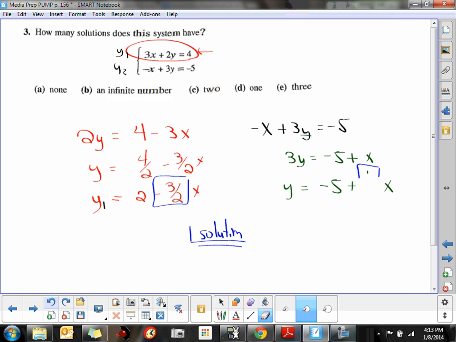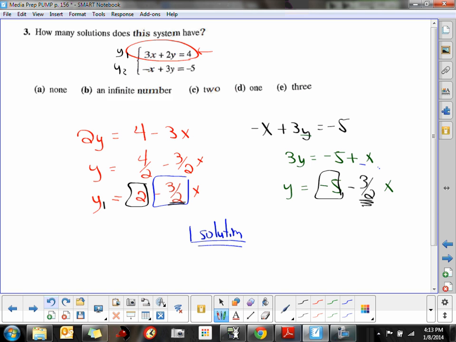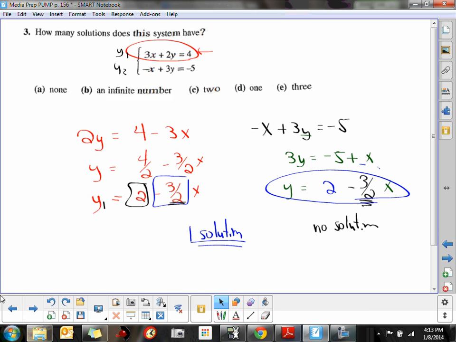What you have to be prepared for are different variations of this. This is a what-if situation: what if this one came back as a negative 3 halves? Well, if the slopes were the same, but the y-intercepts were different, now they are parallel and never touch, so there would be no solutions. The final what-if would be, what if this came back as 2 minus 3 halves x when we simplified it? Well, then we'd end up with an infinite number of solutions. So I'm just trying to cover the bases on all of them because they can tweak that question pretty easily to represent different ideas.